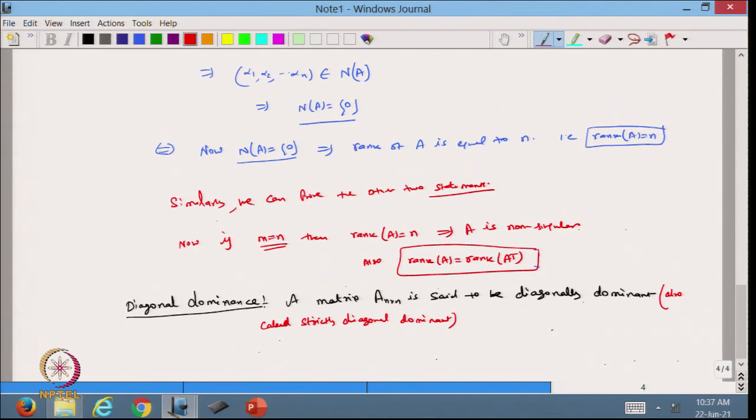In some books it is written as strictly diagonal dominant. So, a matrix A is said to be diagonal dominant if I take the elements at the main diagonal, taking the modulus value, and it is greater than or equal to the summation of |a_ij|, j moving from 1 to n and j not equal to i, for each i equal to 1 up to n. So, this is called the diagonal dominant matrix.